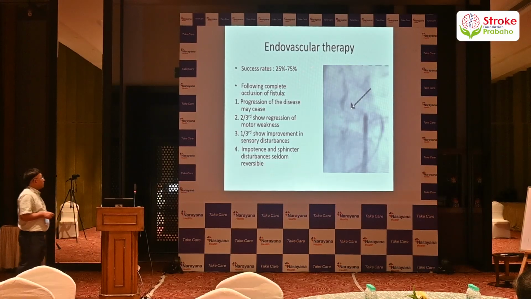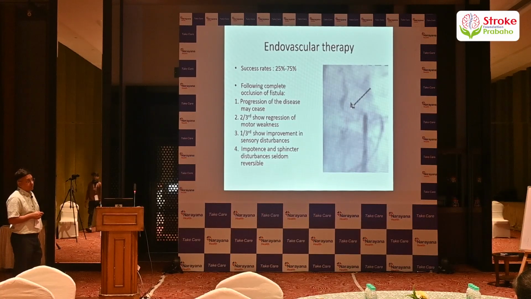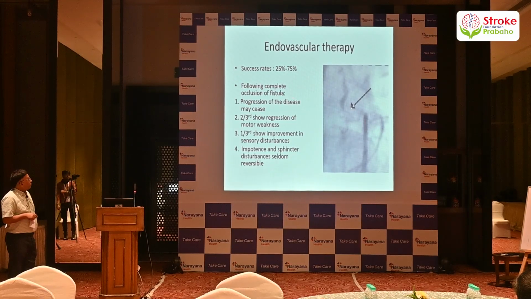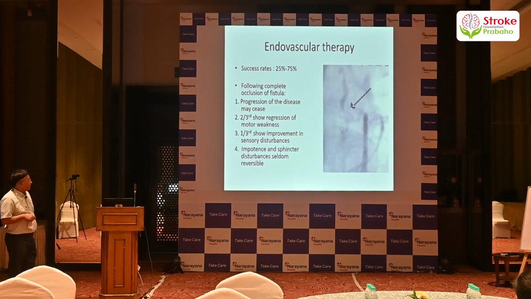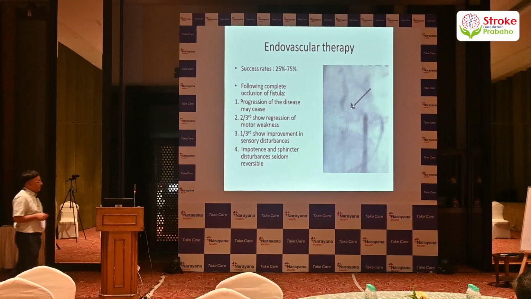The success rate of endovascular therapy is around 50%. Most of the patients are diagnosed very late. In spite of that, they improve, but they improve partially because some are diagnosed after many years. So what we expect after complete occlusion of the fistula is that progression of disease may ease. In 2/3 of patients, there may be improvement in the motor power. It may be significant or it may be partial. In 1/3 of the cases, there may be improvement in the sensory disturbances, but sphincter disturbance and impotence seldom become reversible.